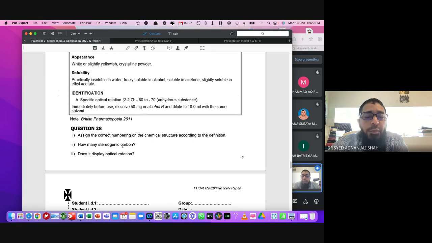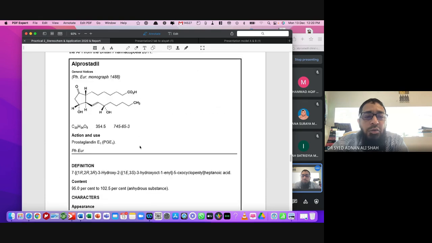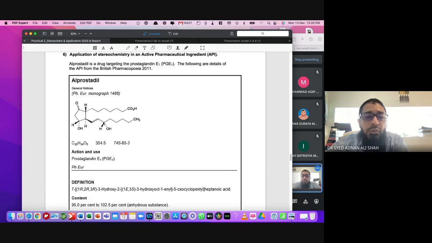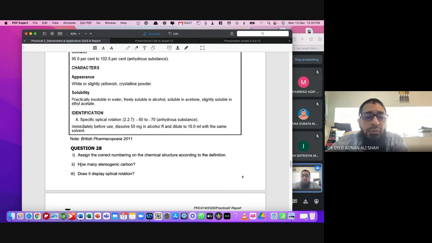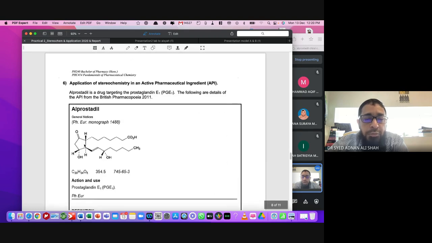And the second is how many stereogenic centers or stereogenic carbons there are. So we have seen one stereogenic carbon, and the second one, and the third has three stereogenic carbons, right? And if there is no plane of symmetry, then it displays optical rotation. Yes, it has a chiral carbon, it has the stereogenic center, and it rotates the plane of polarized light because the molecule has the chiral carbon and it has no symmetry, right?